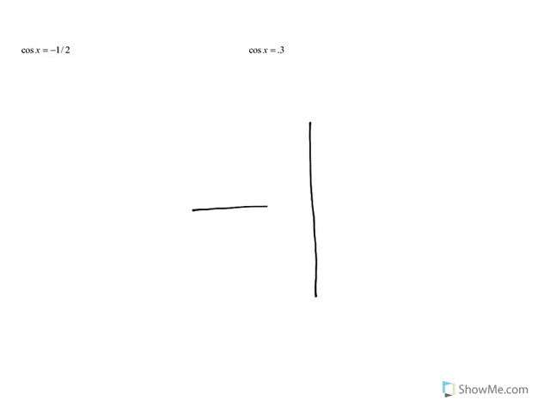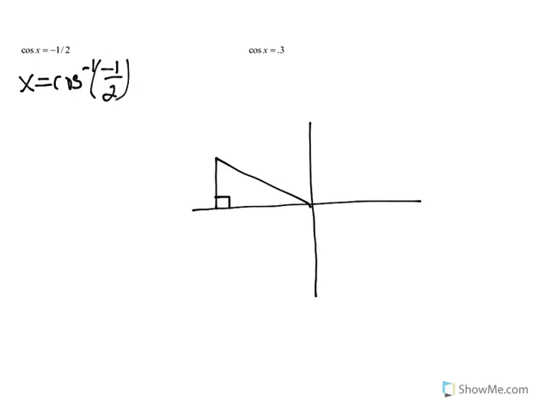So we'll look in Quadrant 2 for our first solution, and we know we're looking for x equals the inverse cosine of a -1 to 2 ratio. Remember, cosine is x to r, so your x will need to be -1, and your r will need to be 2, which means this will be radical 3, which means this angle here would be 60. So if it's 60 off of 180, then the angle of rotation would be 120.